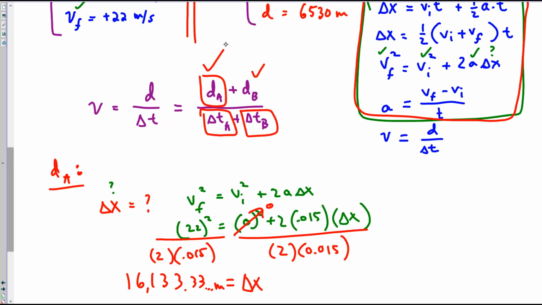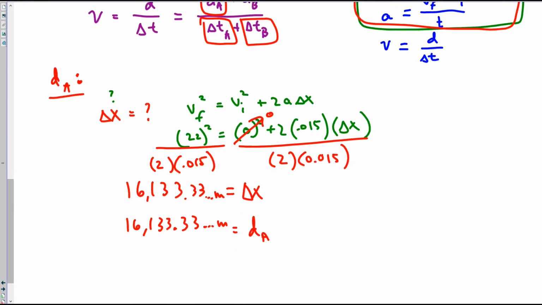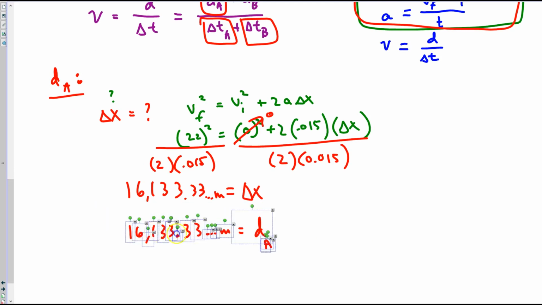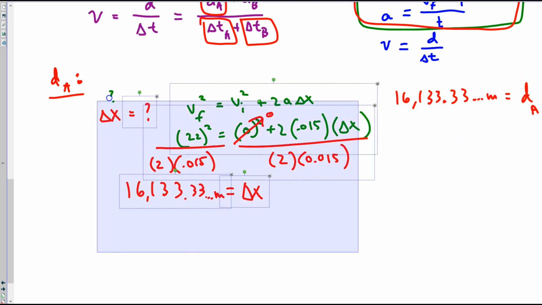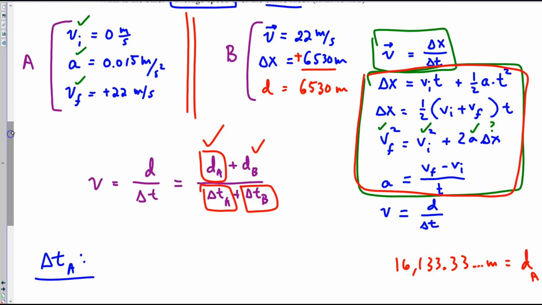Now I know this value. Let's find the time from segment A next. Remember, segment A is constant acceleration. Let me move this over here. The time from segment A is my next unknown. And this is constant acceleration still, segment A. So I'm sticking with the same equations that I was just using.